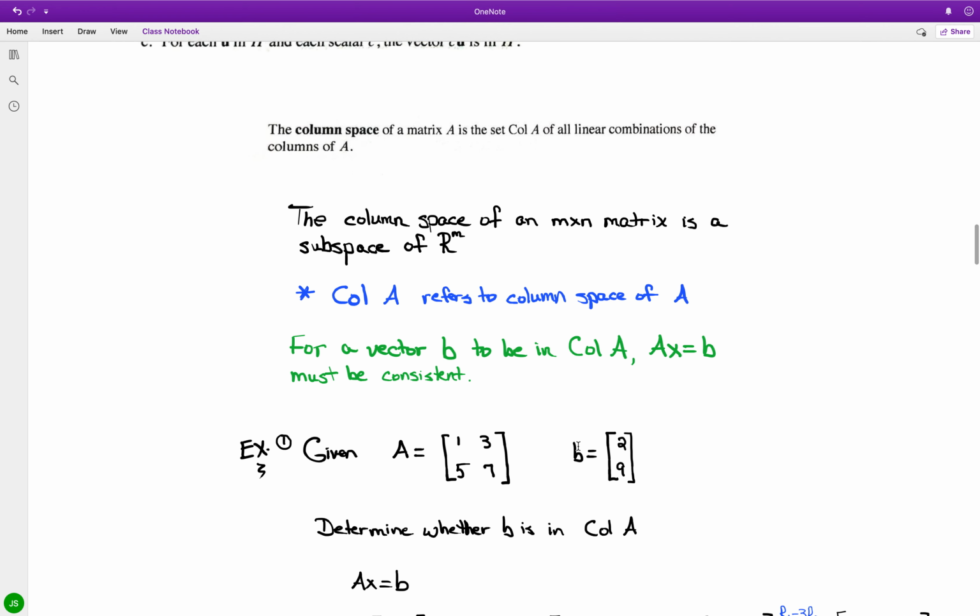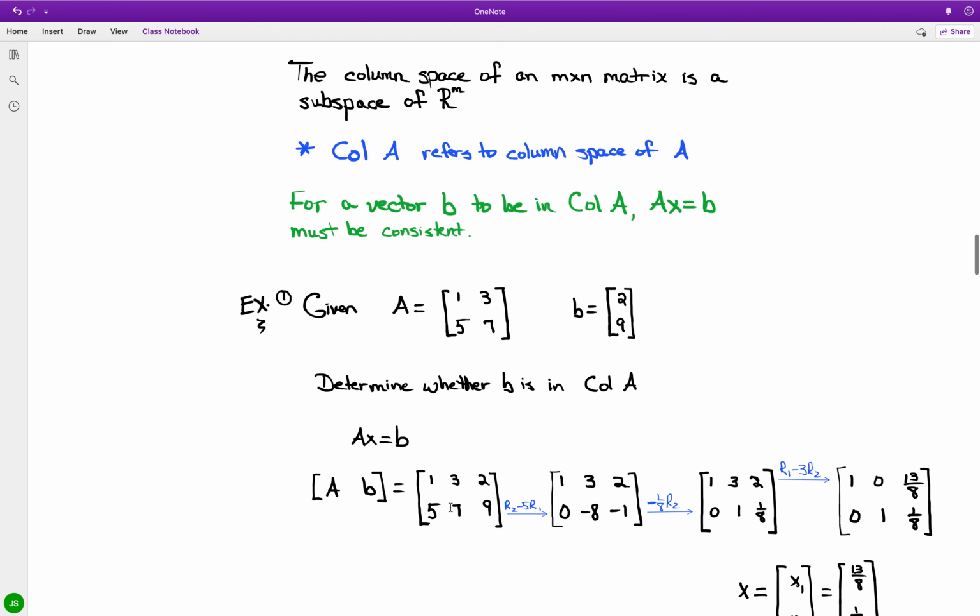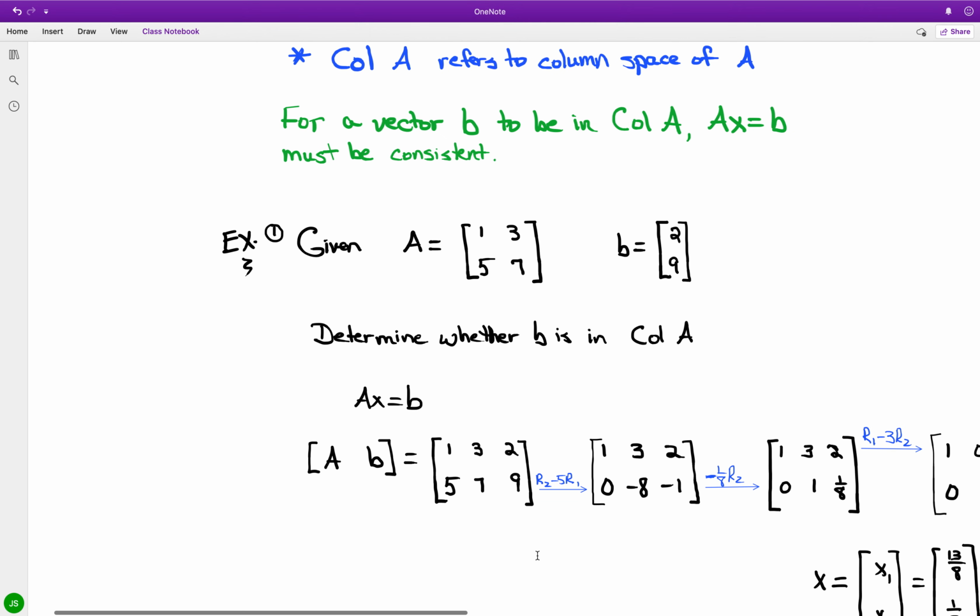So we must determine if AX equals B forms a consistent system. Expressing this as an augmented matrix, running across we have 1, 3, 2 from A and B, and for the bottom row we have 5, 7, 9. To get this into reduced echelon form, we take the second row minus 5 times the first row, so the second row is converted to 0, -8, and -1.